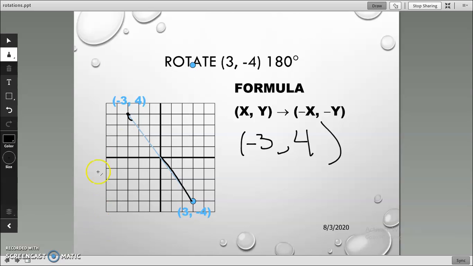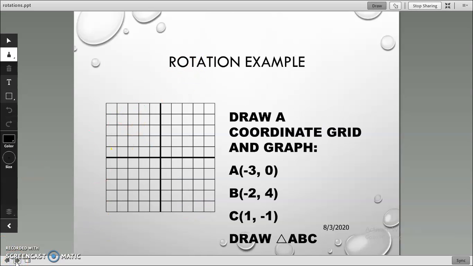Oh my goodness. There it goes. Come on, ball. Do what you're supposed to do.